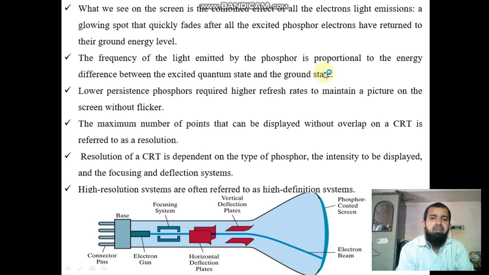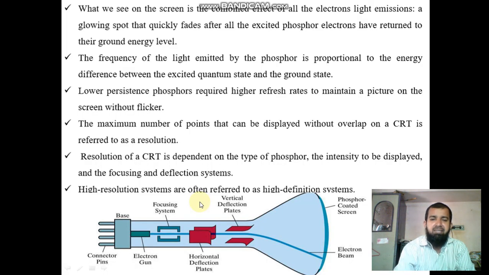The more light, the more clarity and brightness. Lower persistence phosphors require higher refresh rates to maintain the picture on the screen without flicker. If you want to keep the picture continuously, you need a higher refresh rate, otherwise it does not display clearly.